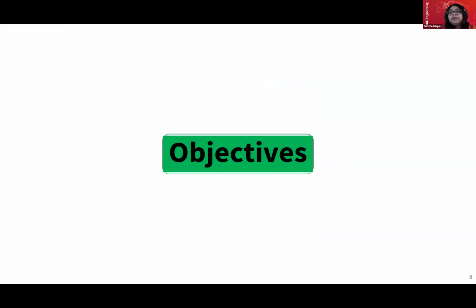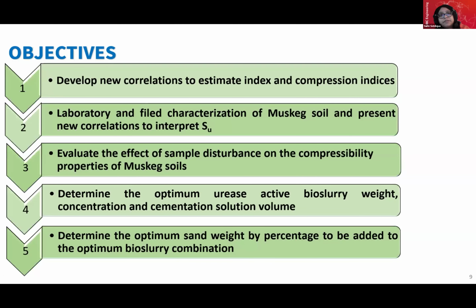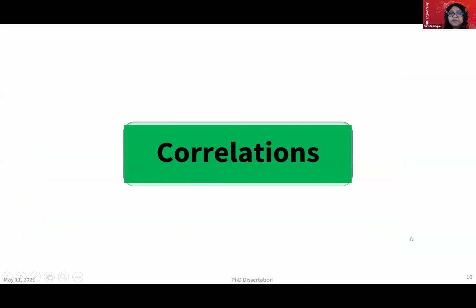So what I wanted to showcase here today: develop some new correlations based on our data and the literature, estimate index properties and the compression indices, and looking into the laboratory and the field characterization, identify the undrained shear strength, evaluate the effect of sample disturbance on the compressibility properties of this organic soil, and find out the optimum urease active bioslurry weight, concentration, and cementation solution volume. And we also tried that bioslurry with a percentage of sand. So we will be looking into the optimum sand weight in the behavior of the muskeg soil as well.